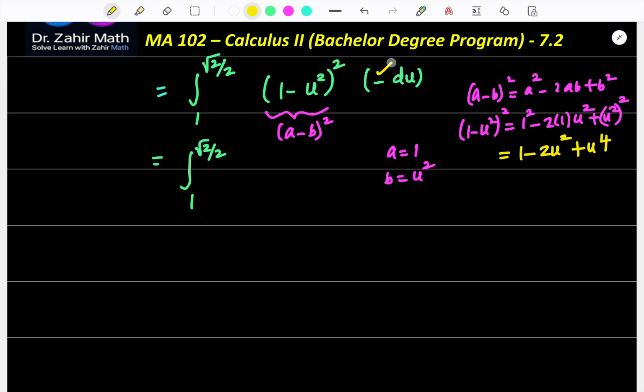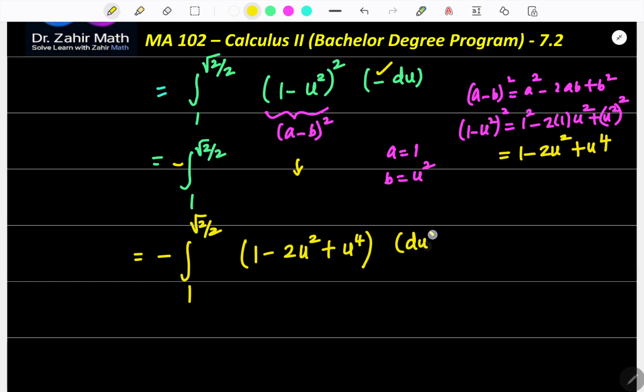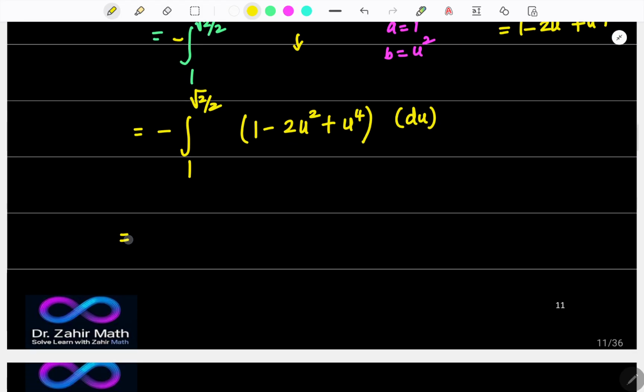Yes. So let me take this minus out and keep it outside. Now minus integral, this I'll expand and write it: 1 minus 2u square plus u power 4 times du. So this equals minus integral 1 times, okay, let me start the integration now.